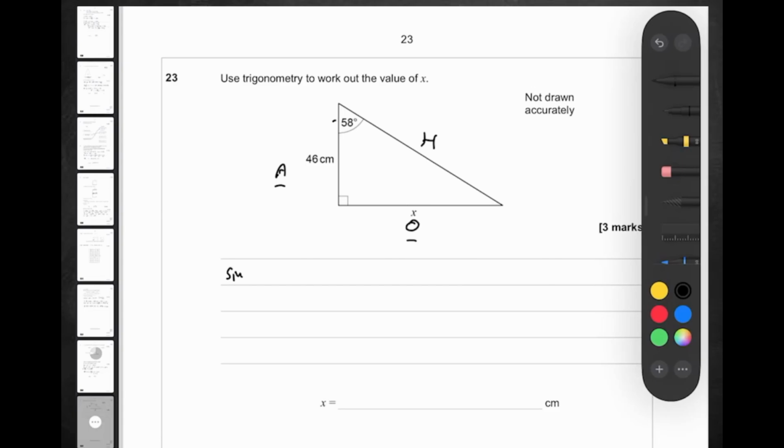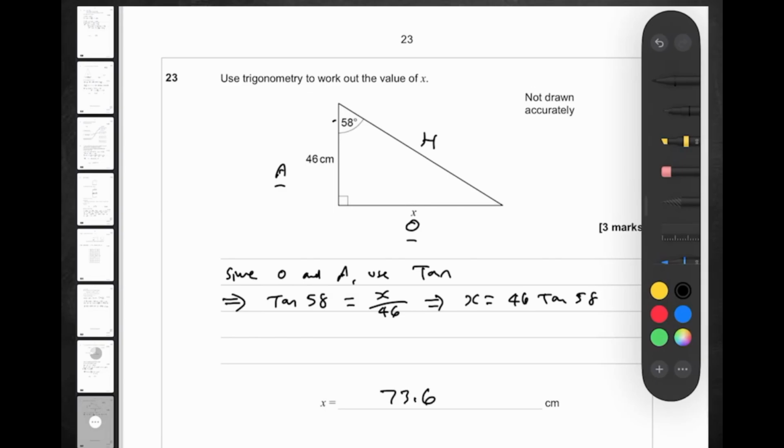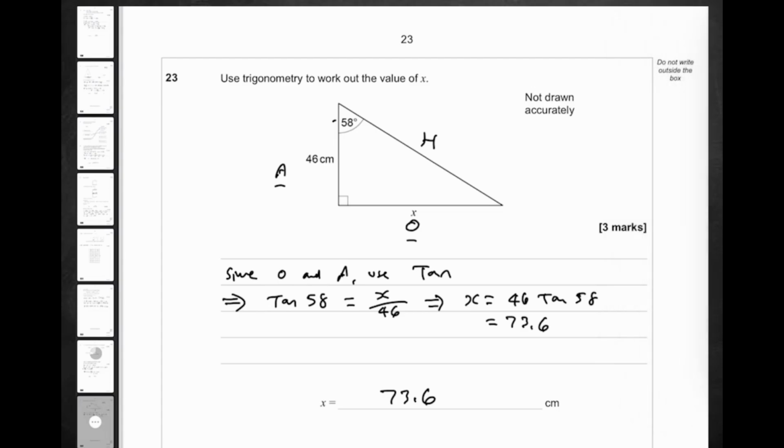So I will say since O and A, use tan. Therefore what we need to do is tan 58 is going to be opposite over adjacent, so x over 46 centimeters. Therefore, x equals 46 tan 58, and we will do that on our calculator, 46 tan 58, and we get 73.6. Let's write that here as well, 73.6.